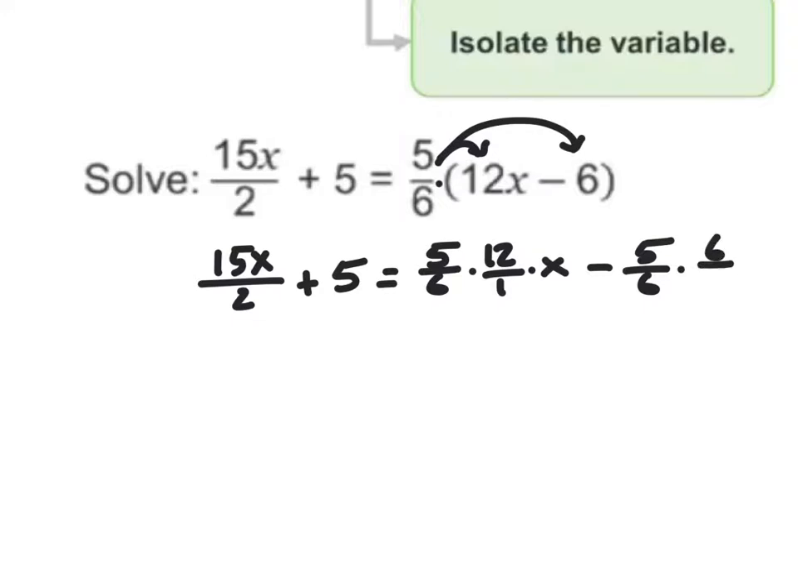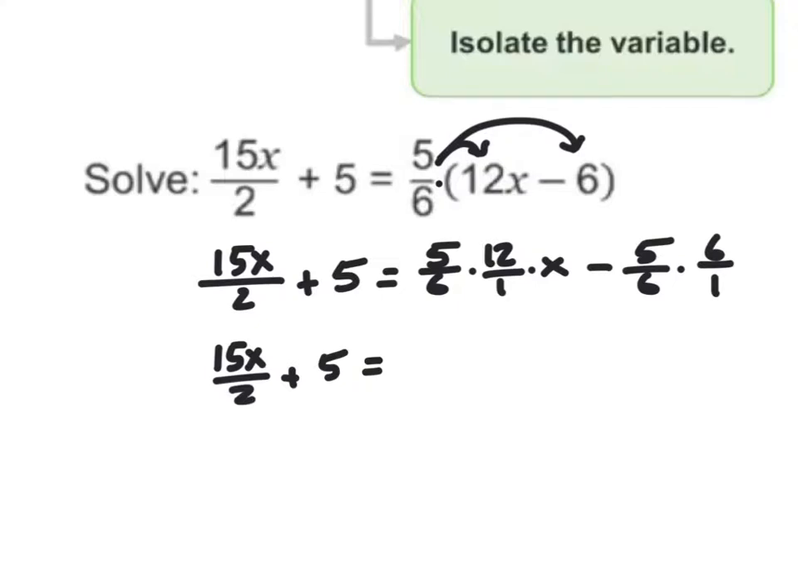Okay, now one of the things that you can do, it depends on how you see this, but on this left side of the equation, I'm just going to rewrite it for my next step. I'm just going to write 15x over 2 plus 5, and then when I have 5/6 times 12 over 1, I can do 5 times 12, which gives me 60, and then divide it by 6 times 1. So 60 divided by 6 is going to be 10x, okay?